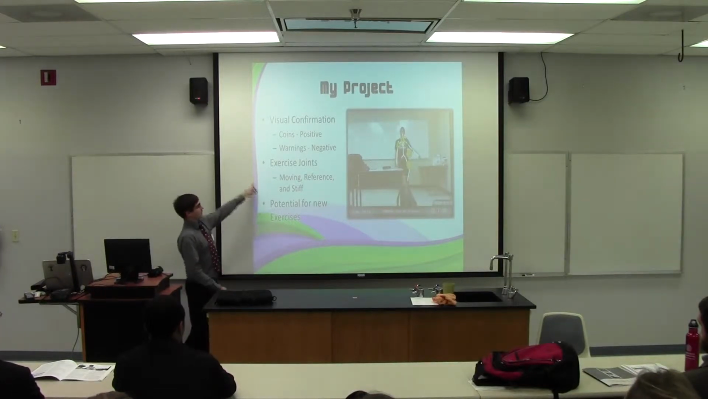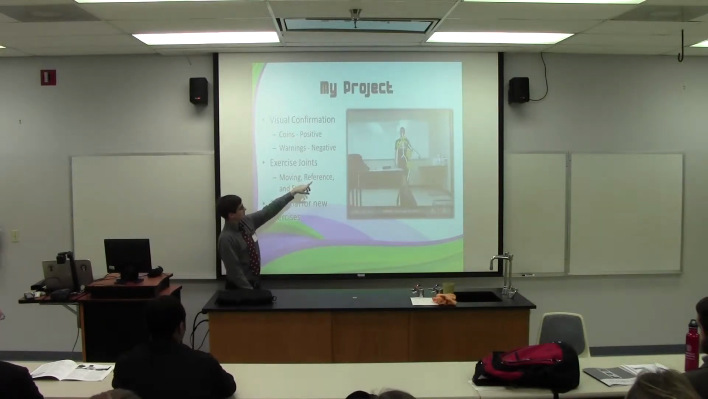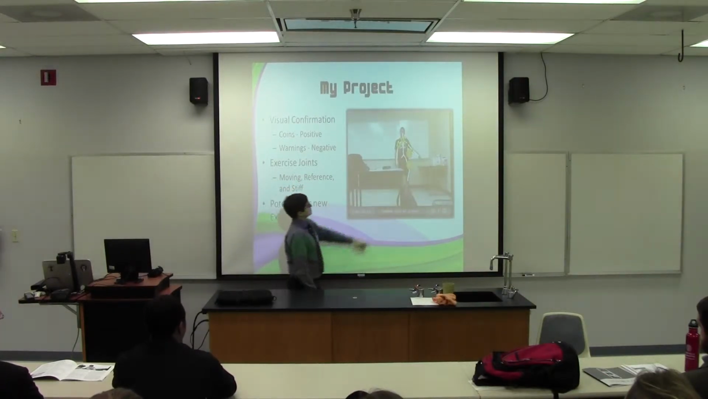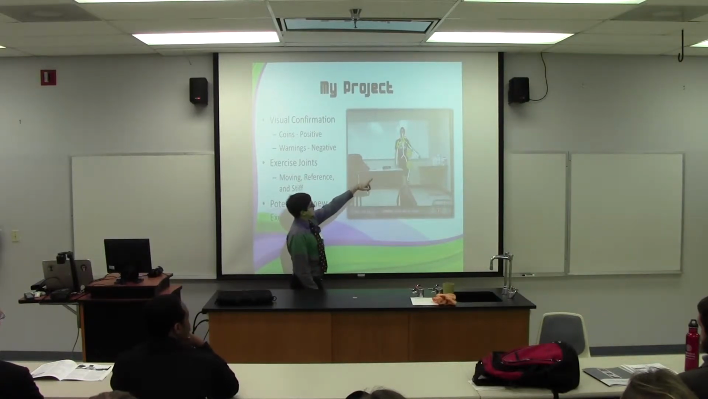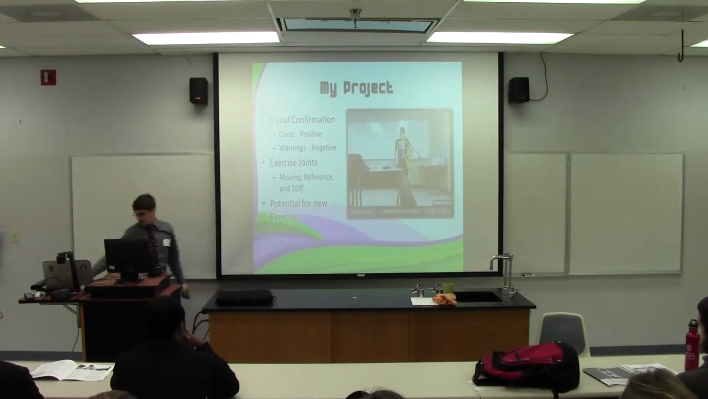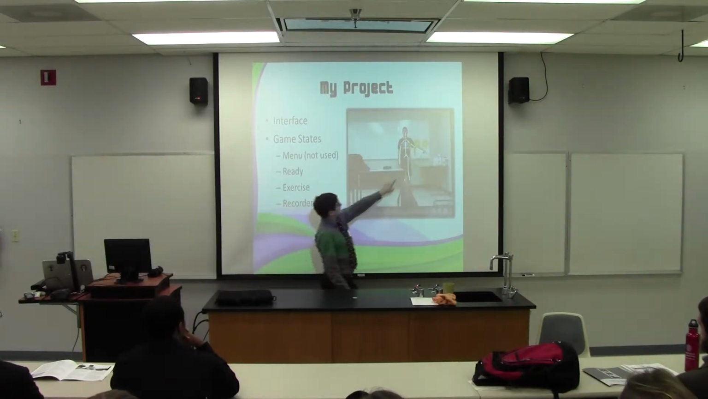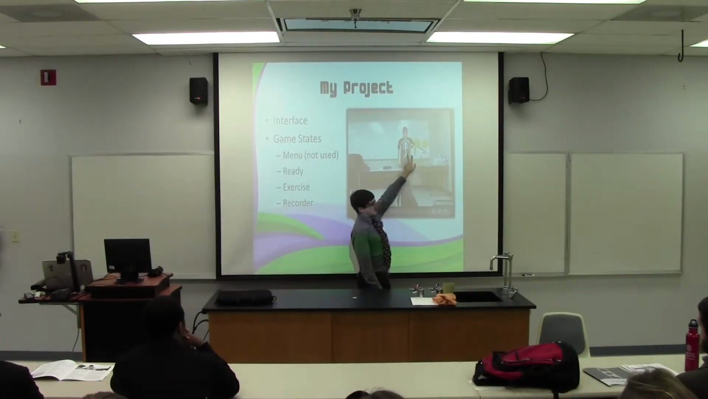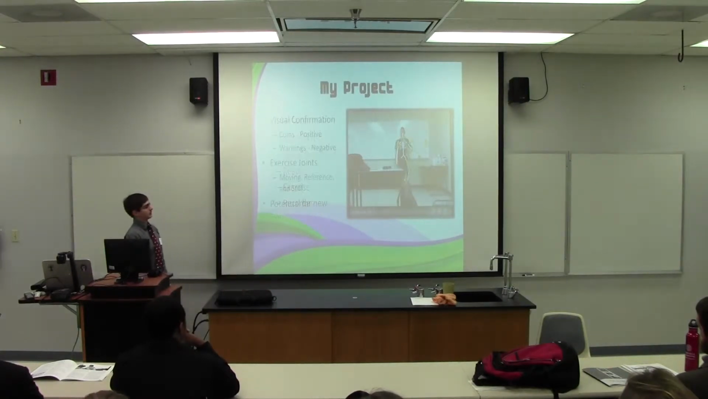So like I said, we have visual confirmation. If you can see over in this picture, we've got little warning signs because these joints are currently out of place, and I'll explain that a little bit more later. And we've got the coins, and if I go back, you can see these coins that are turned and these coins that are faded, those are coins that were previously collected and are floating up. So it's a positive confirmation that you're doing the exercise correctly.